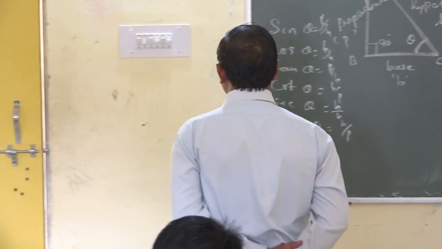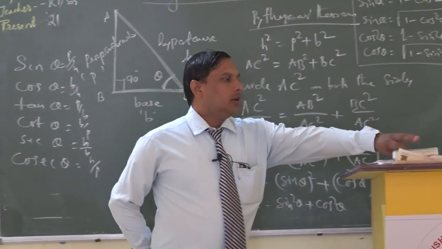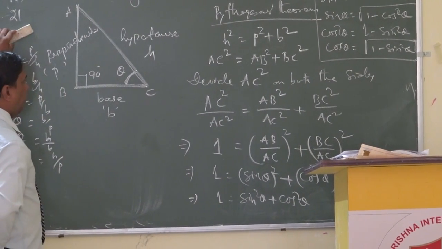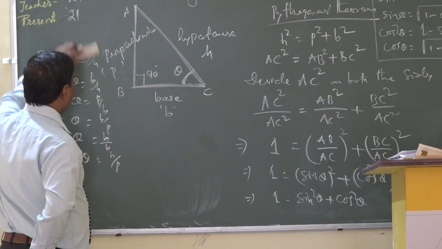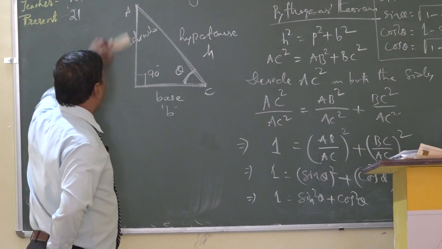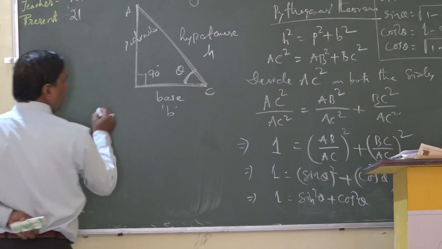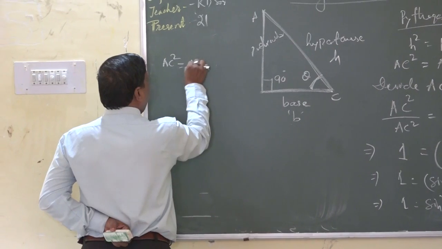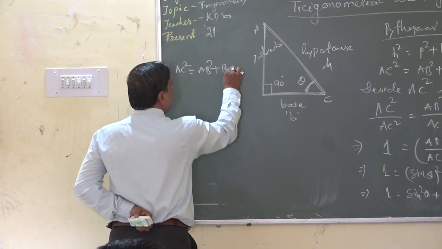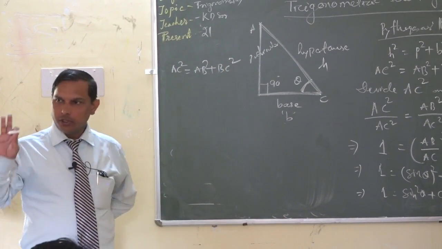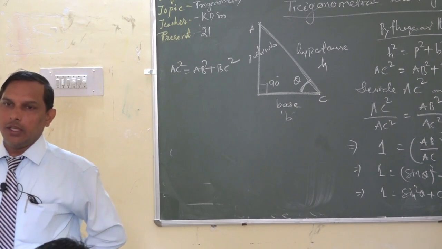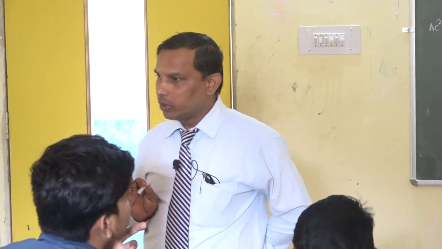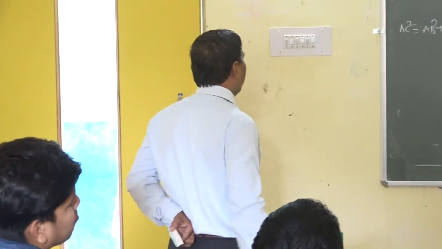Now same thing I am going to repeat again. Just think, I am erasing this one. Now do one thing. As you know, we have AC square is equal to AB square plus BC square. This is your equation. Now you divide by AB square on both the sides. Then you will get something.